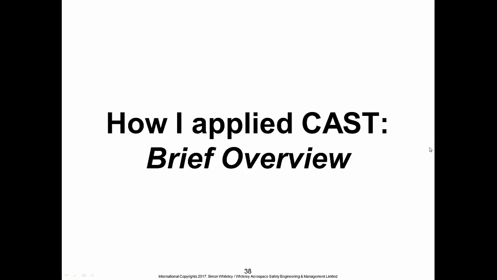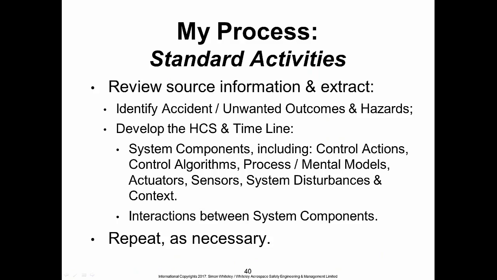So, how I applied CAST, a brief overview. Before you get into any kind of CAST accident analysis or any kind of STAMP-based analysis, you need to review some source information, collect information, and extract pertinent information that will enable you to identify the accident or unwanted outcomes and the associated hazards, and also information that will help you develop the hierarchical control structure, the HCS, and the timeline, the sequence of events.